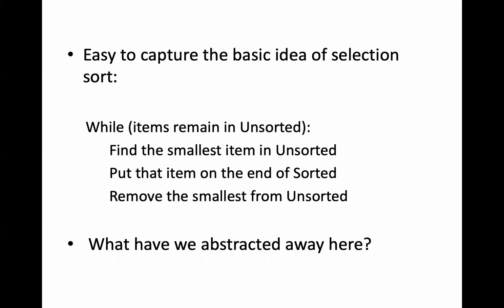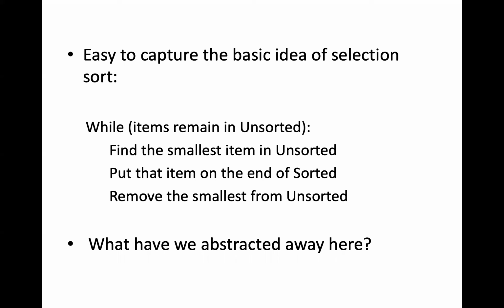So let's talk about the abstract idea of a selection sort. Remember, we talked about selection and then insertion sorts. So while items remain in the unsorted list, find the smallest item in the unsorted list, put that at the end of the sorted list, and then remove that item from the unsorted list. So the question is, what have we abstracted away here? Well, we've abstracted away a lot. There are 3 jobs here, none of which is super trivial on its own, but we've encapsulated them at a high level.